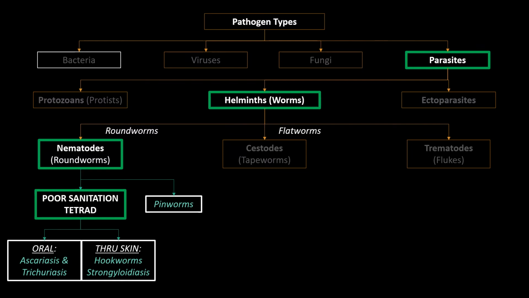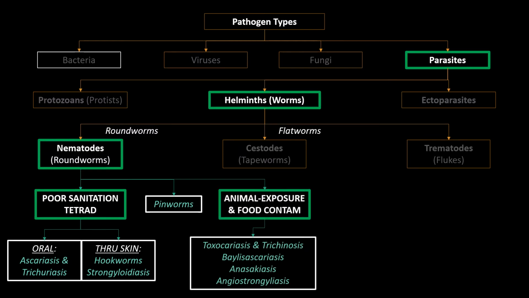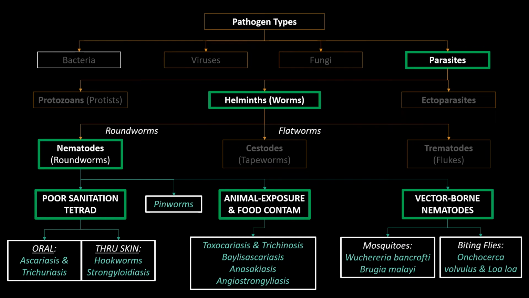Our third group can be referred to as our animal exposure or food contamination group, splitting between those acquired from animals like toxocariasis and Baylisascariasis, and those acquired from contaminated food like trichinosis and angiostrongyliasis. Lastly, our fourth group, the vector-borne nematode infections, either acquired through mosquitoes, i.e. Wuchereria bancrofti and Brugia malayi, causing lymphatic filariasis, or through biting flies, i.e. Onchocerca volvulus or Loa loa, which are endemic to certain tropical regions.